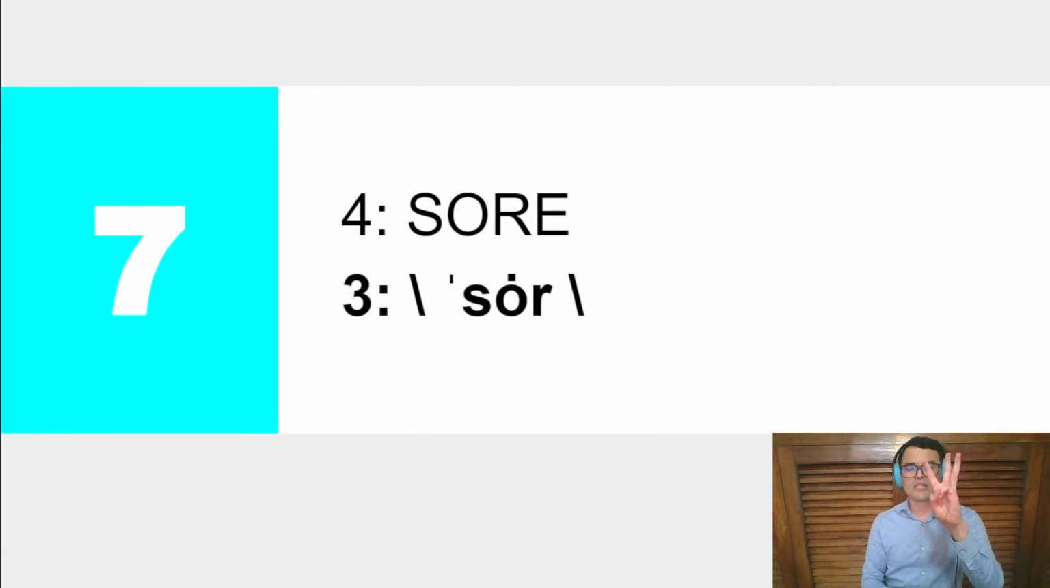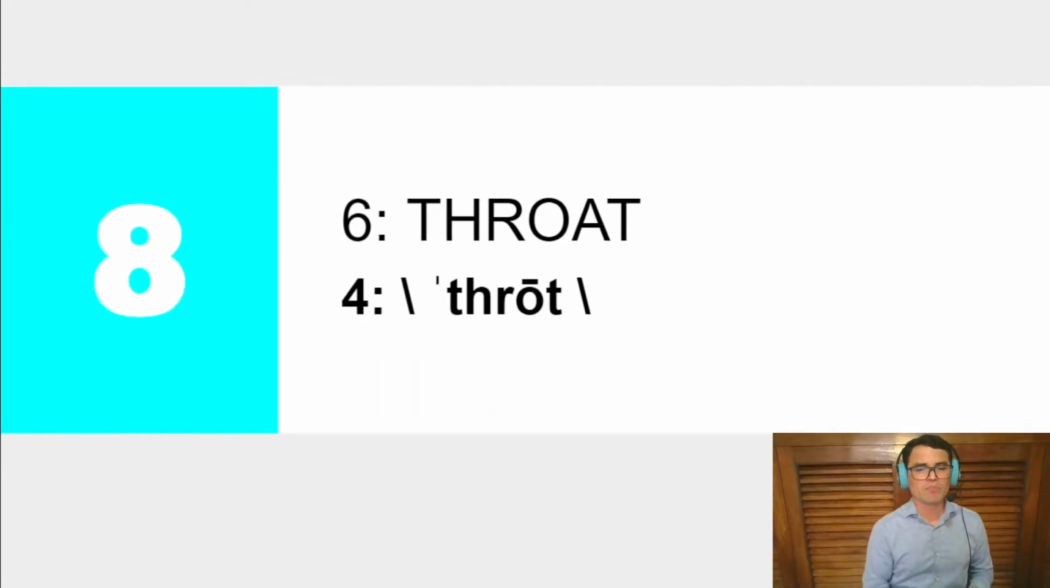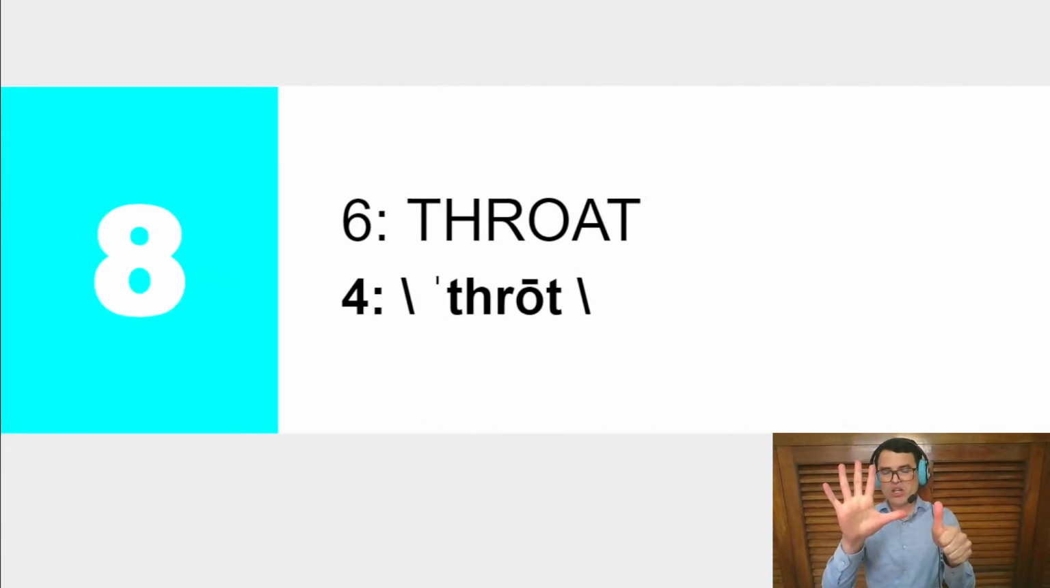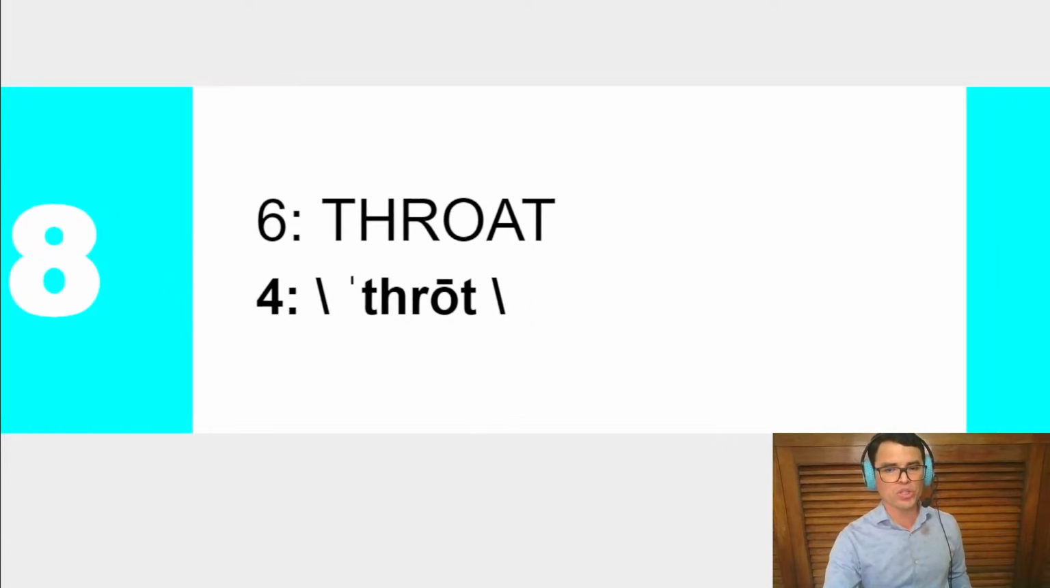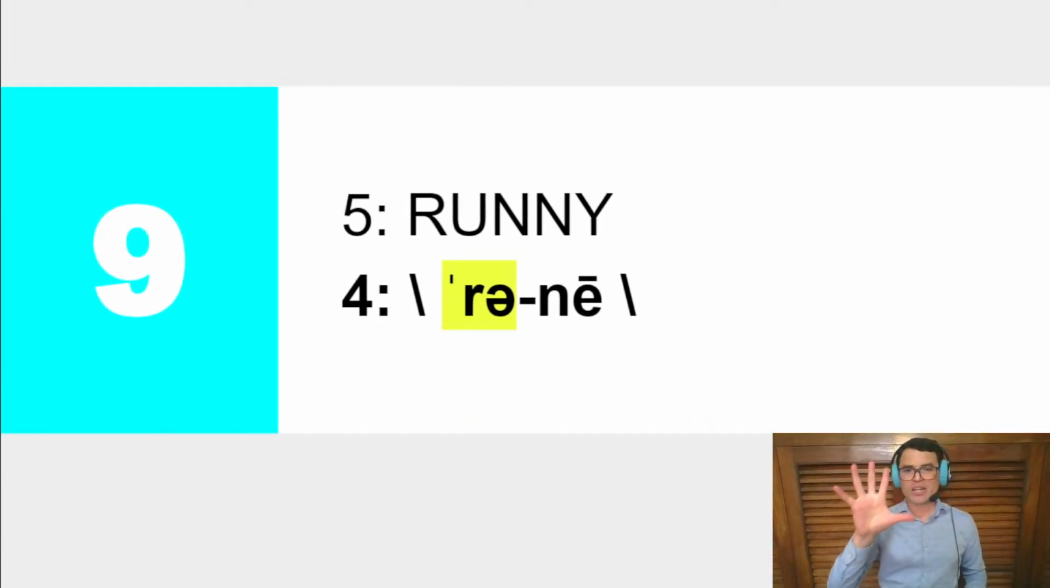Seven. Four letters, three sounds. The E, goodbye E. You don't pronounce it. And the vowel sound is O. Sore. Okay. Now, six letters here, four sounds. When you write it, you have O and A. When you pronounce it, you only have O with a hat, which sounds like O. So, throat.